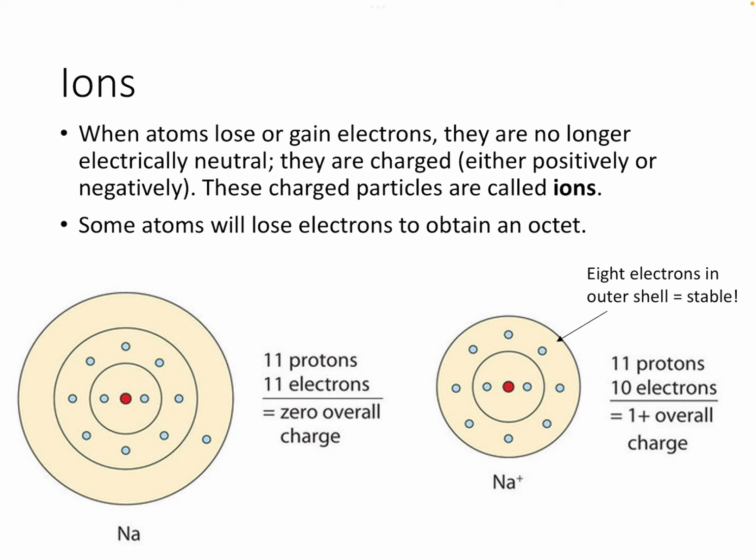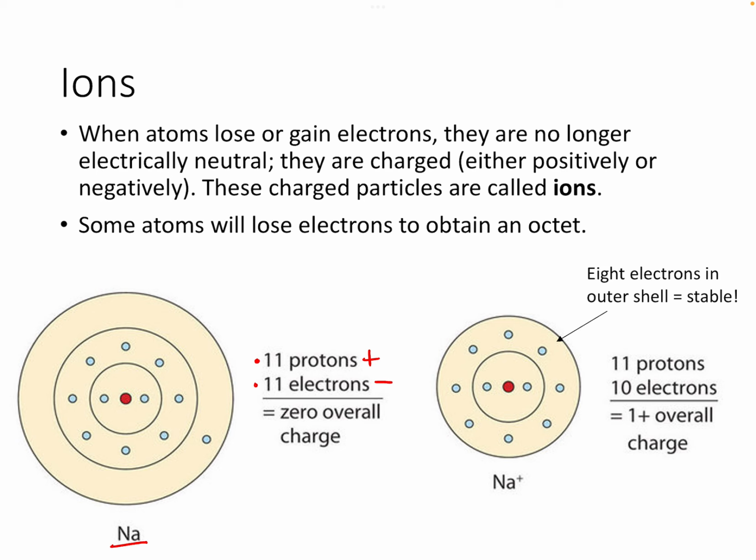So let's look at this figure showing sodium. Remember, sodium is number 11 on the periodic table. So it has 11 protons, and when it's electrically neutral, it has 11 electrons. So 11 protons, 11 electrons. That means we have 11 positives and 11 negatives, right? Protons are positive, electrons are negative. So the charges cancel each other out and we have an overall zero charge. So sodium is neutral.